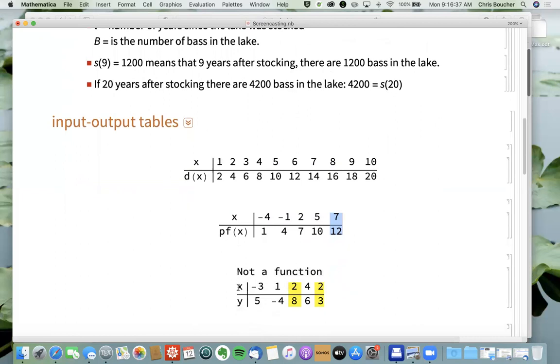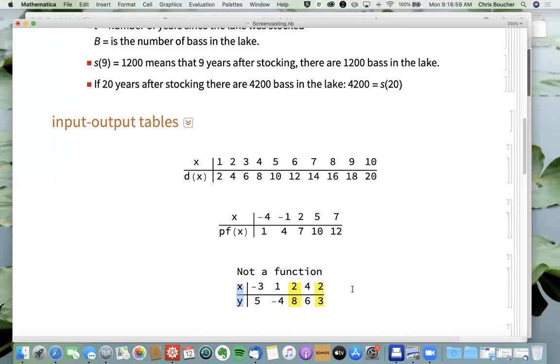Here, by the way, is an example of a table. I won't even call it an input-output table, a two-variable table for a relationship between two variables that's not a function. And it's worth noting that two quantities, generically x and y, can be related in lots of different ways, including many ways that aren't functional relationships.